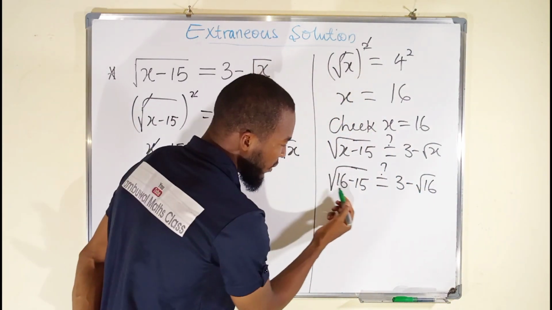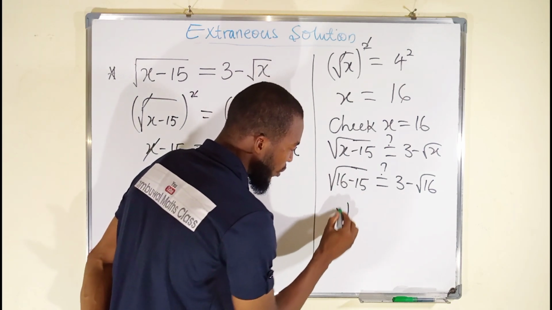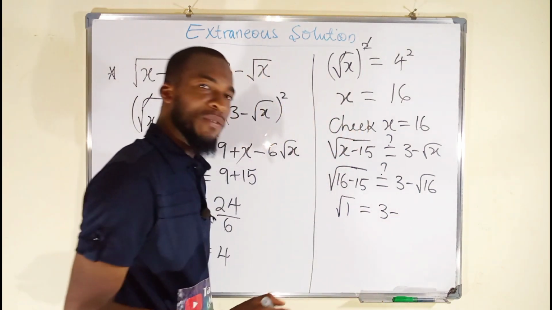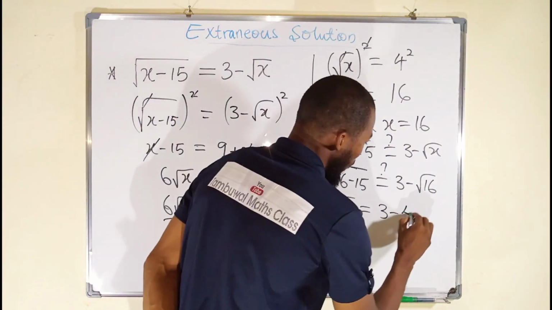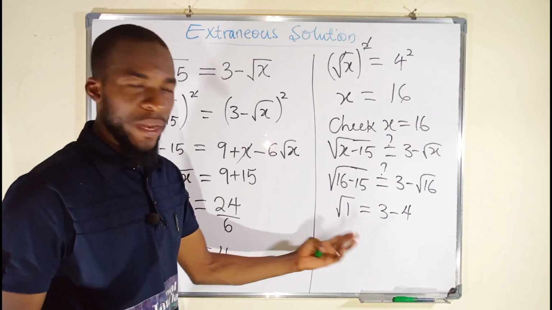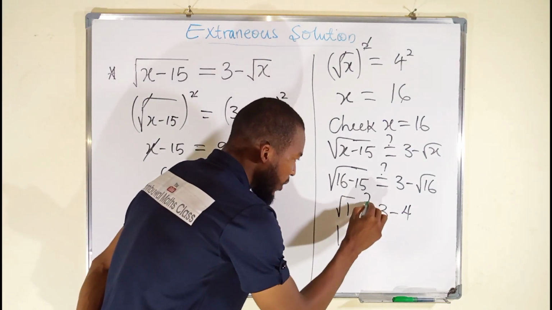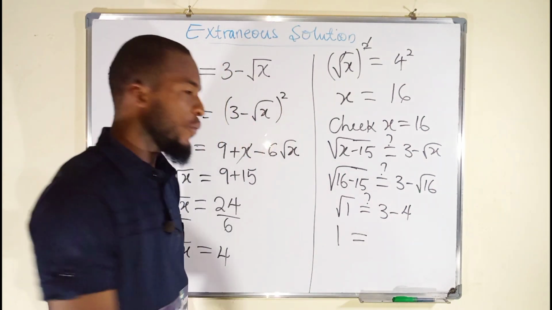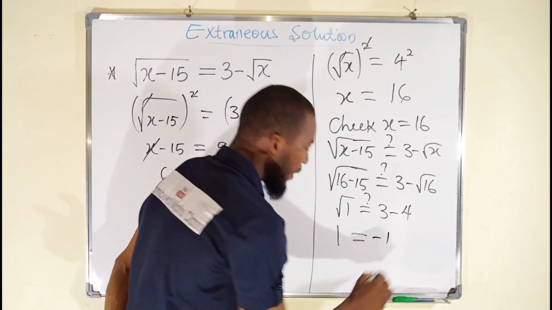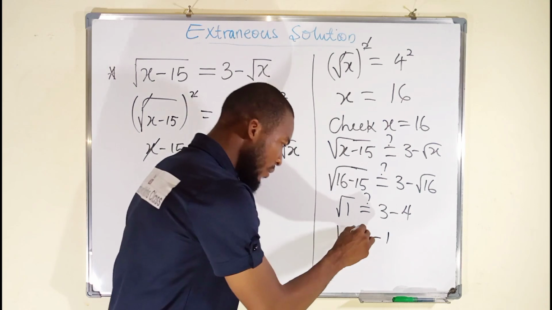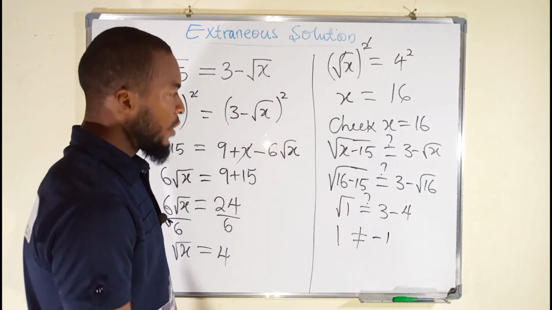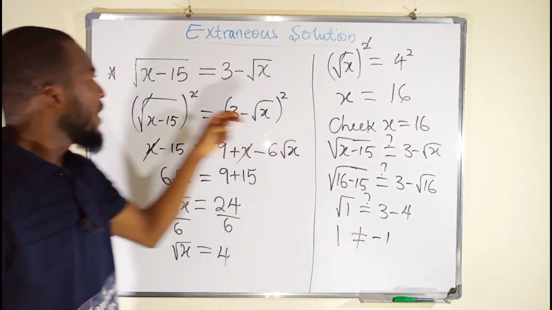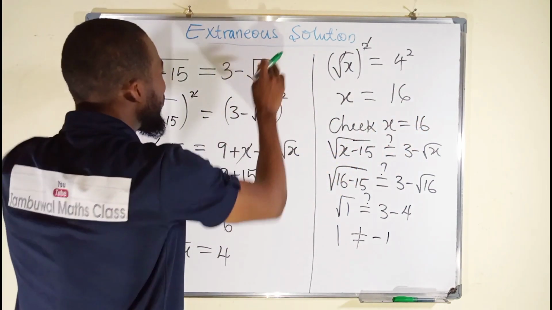Let's continue. 16 minus 15 is 1, so we have square root of 1, and this is equal to 3 minus square root of 16, which is 4, so we have 4 here. Square root of 1 is 1. We are still asking ourselves, is this equal to 3 minus 4? 3 minus 4 is negative 1. So 1 is never equal to negative 1. So therefore we say x equal to 16 is not a real solution to this original equation.